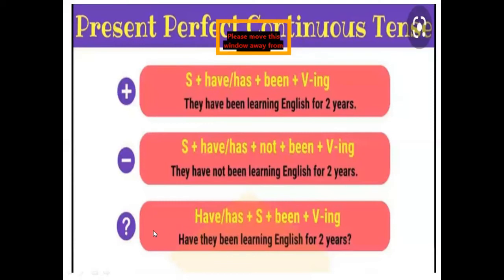Again, listen carefully. If we want to change the same affirmative sentence into the negative, we simply put the not between have and been: have not been. Most of the students make the sentence like have been not, so that is the wrong structure. We have to make the structure like have not been.